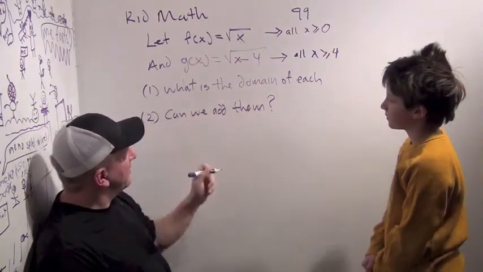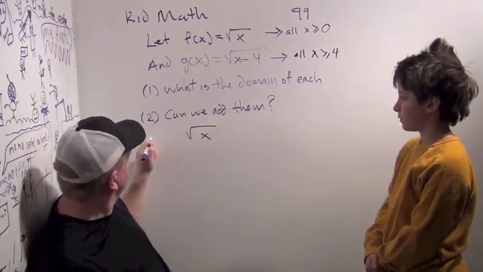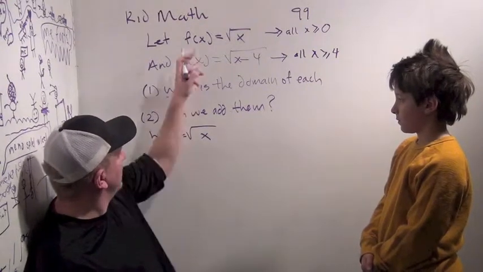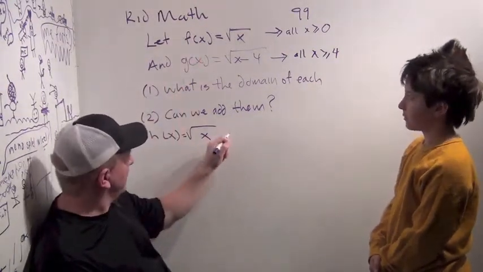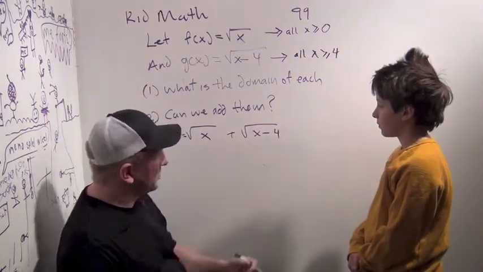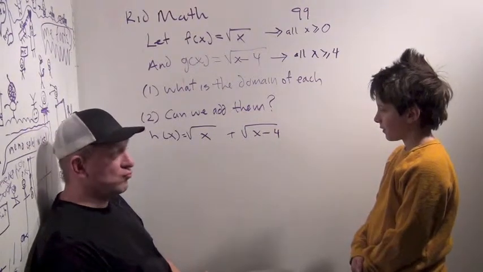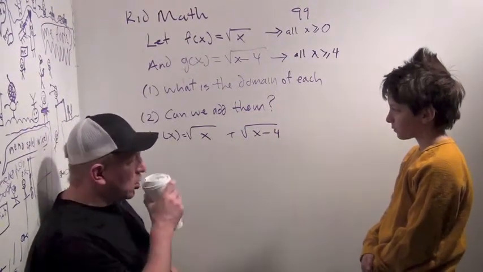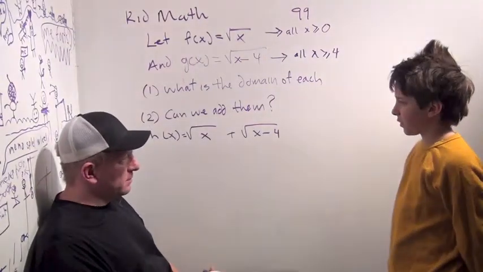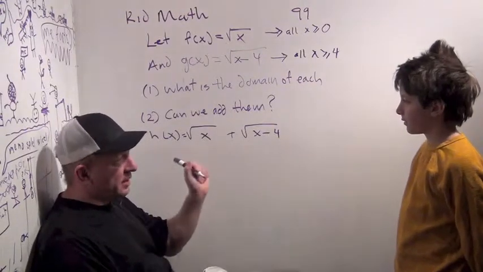Now, can we add these functions? Could we write down a function, h of x, equal to f of x plus g of x, the square root of x plus the square root of x minus 4? Do you think we can write down a function like that? Is this a function? We need for every input in the domain to have one output.